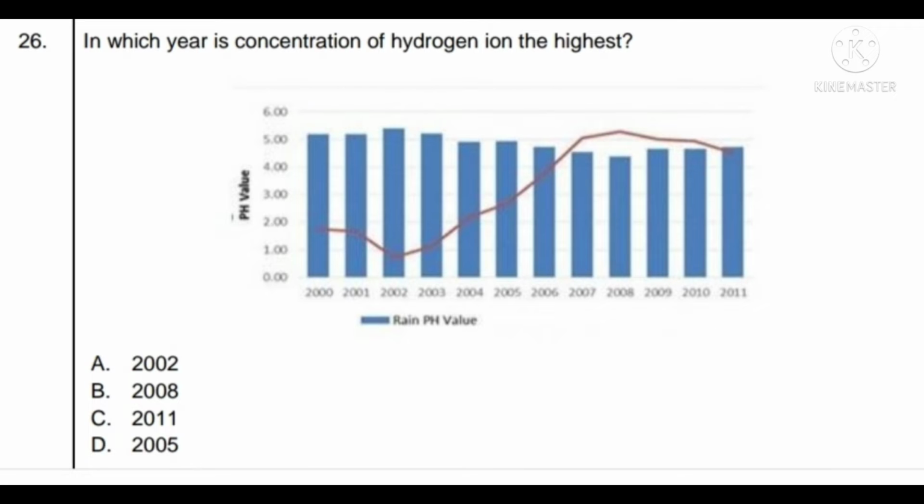Question number 26. Here the pH value of the rainwater of some years is given and identify in which year the concentration of hydrogen ion is the highest. Here the answer is option A, 2002. In 2002, the concentration of hydrogen ion is the highest because in 2002 the pH value is minimum, and when the pH value is lower, the concentration of ions is higher.